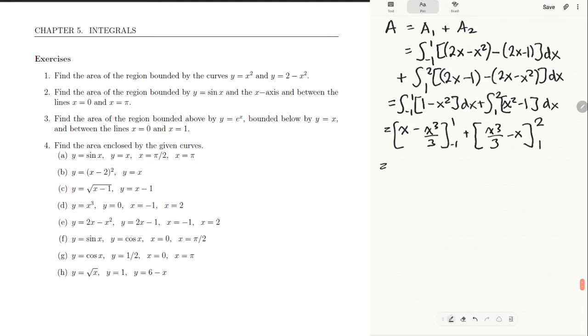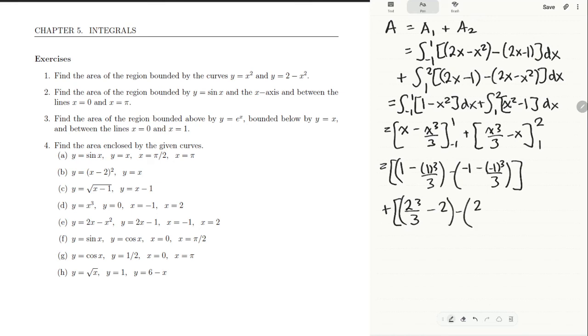So we substitute our upper and lower limits. We get 1 minus 1 cubed over 3, subtract -1 minus -1 cubed over 3, and we add this to 2 cubed over 3 minus 2, minus 1 cubed over 3 minus 1.